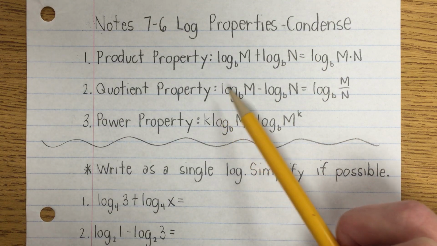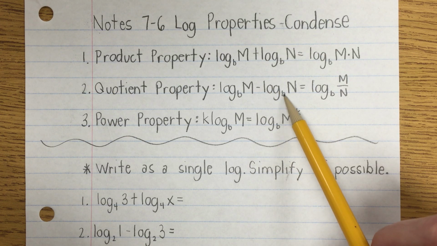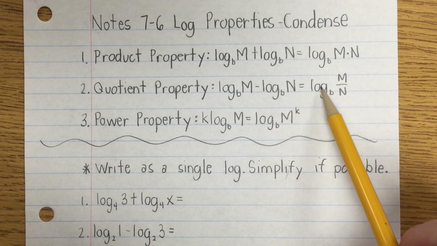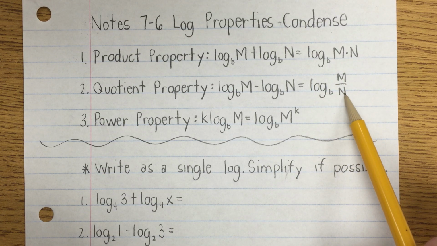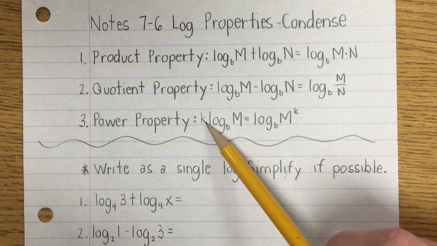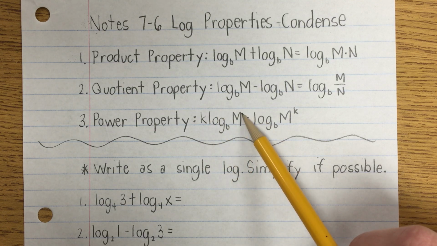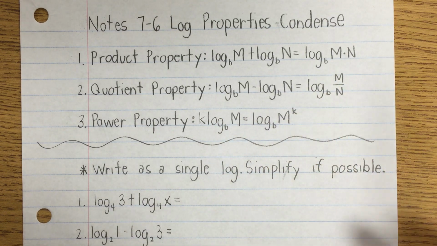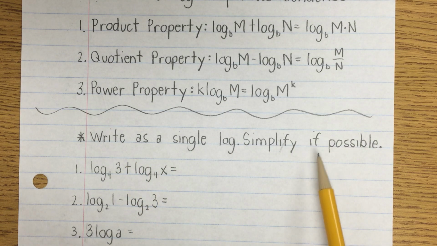Same goes for the quotient property. If you've got log base b of m minus log base b of n, we know that that can be combined into a single log base b of m divided by n. Last but not least, the power property states that if you have a number or letter out in front, you can take that back up to the top to be an exponent. So let's write as a single log and simplify if possible.